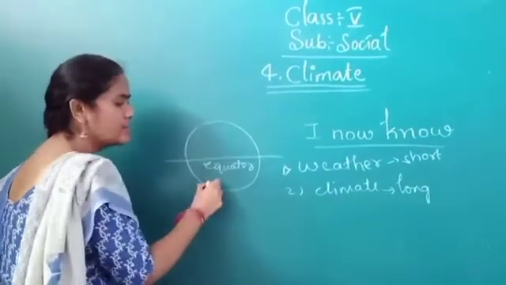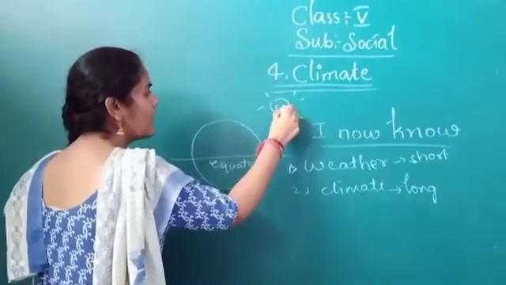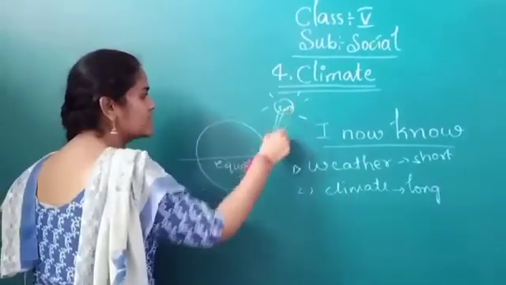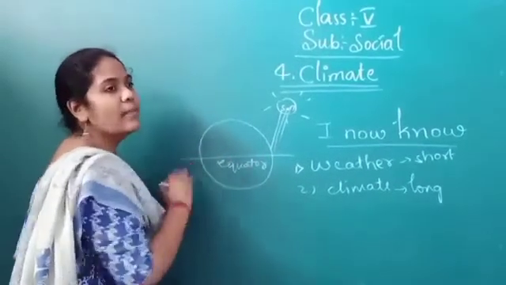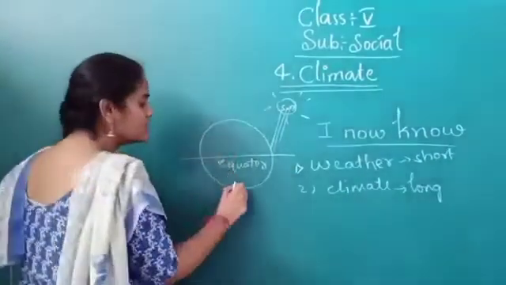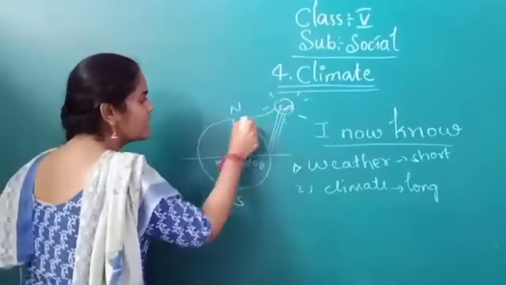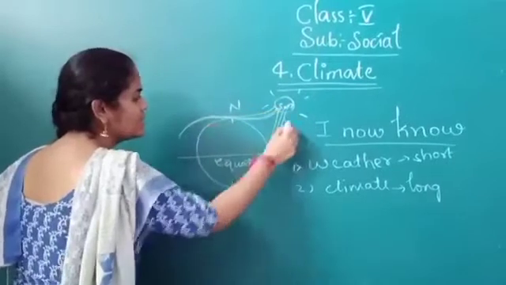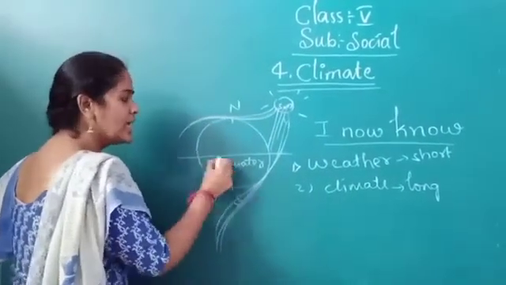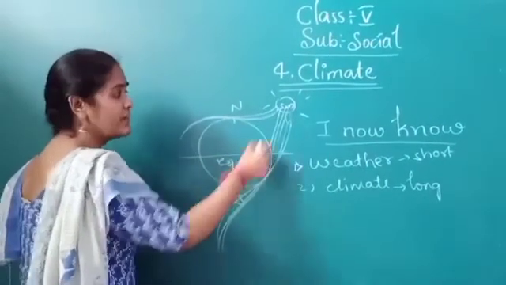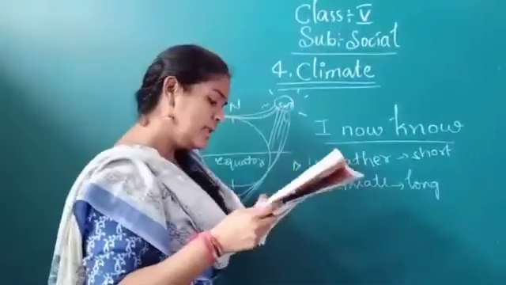It will divide the earth into two halves. Suppose this is the sun, what will happen? Near the equator, sun rays will fall straight. That's why the places near the equator will receive the maximum sunlight. When it comes to the poles, this is the north pole, this is the south pole, here the sun rays will be slanting like this. Here the places are very cool, and here the places are very hot, because they are receiving the sunlight straight.